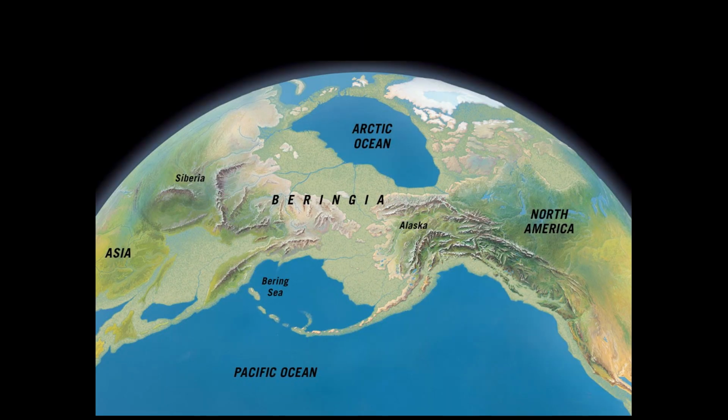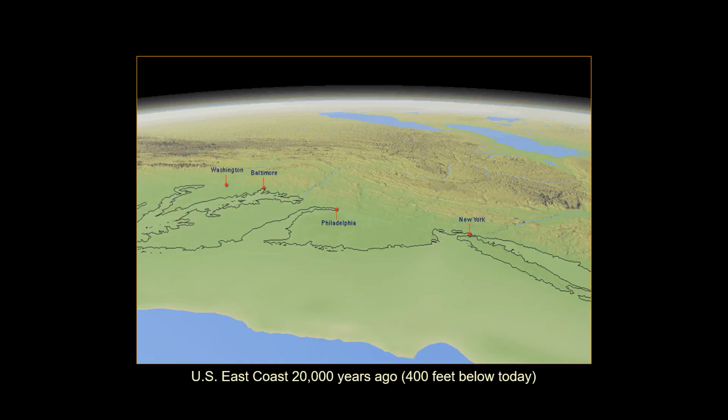Here's that Bering land bridge that existed during the Pleistocene, where Alaska was connected to Siberia in what is today Russia. And the U.S. East Coast during the height of the Pleistocene, so 20,000 years ago. Sea levels 400 feet below where they are today. So the coastline would have stuck way out. So we have a lot of additional land here.